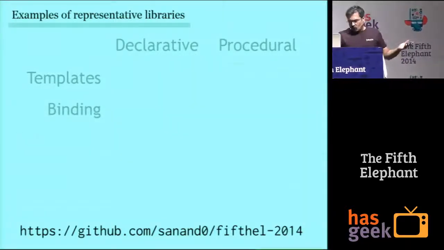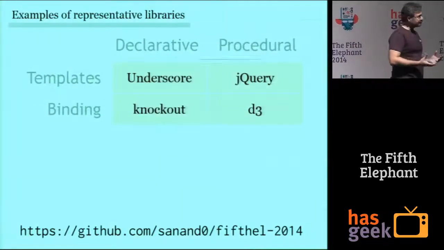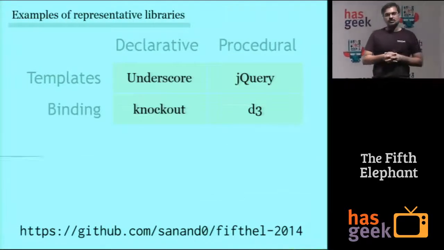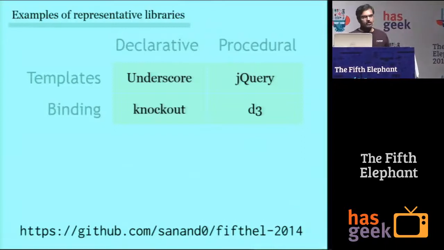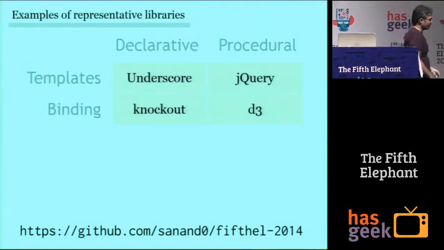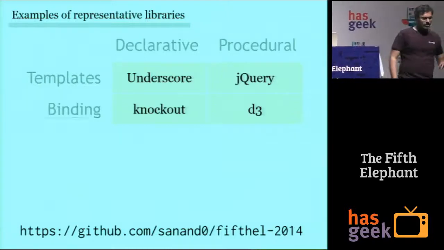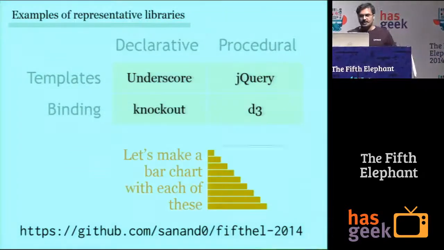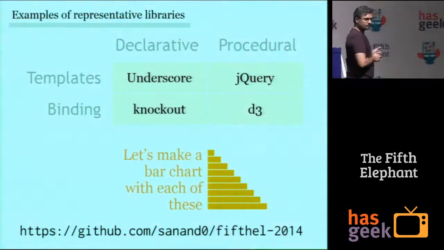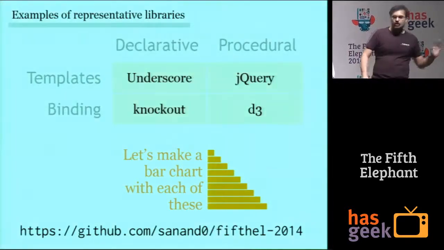Well, all four combinations are possible. And here are popular libraries that represent the way in which this kind of programming is done. I'm going to show you some code, which you can see at the repository that I've listed below. I will at some point today, after lunch or before lunch, tweet these repositories and the location of this presentation. But what we're going to do is create a simple bar chart out of all of these. The bar chart takes 10 numbers, 0 to 9, and draws bars in orange out of these.